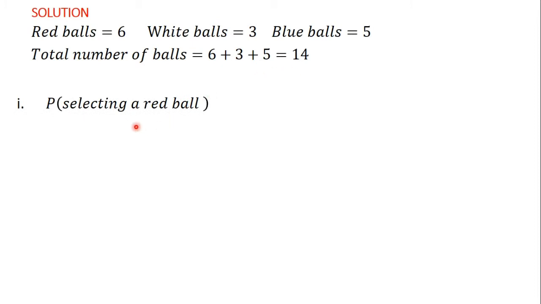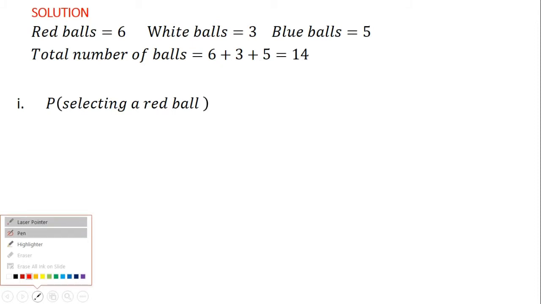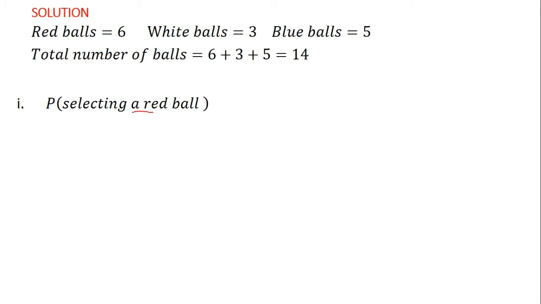The first event we are going to consider is selecting a red ball. We are going to find the probability of selecting a red ball. We have learned that the probability of an event is equal to the number of members in the event divided by the number of members in the sample space. So the probability of selecting a red ball is equal to the number of red balls in the box divided by the total number of balls in the box.